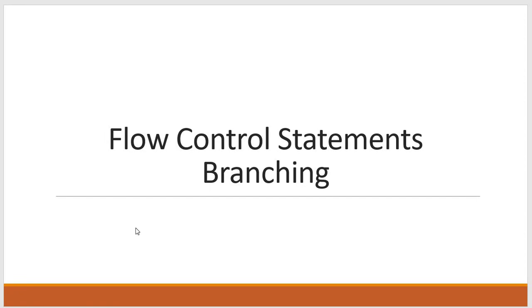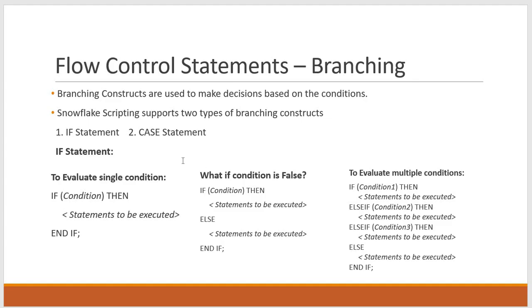Hi, in this session, I will explain about flow control statements. So there are two types of flow control statements. One is branching and the other is looping. First, I will explain about branching. So what is branching? Branching constructs are used to make decisions based on the conditions.